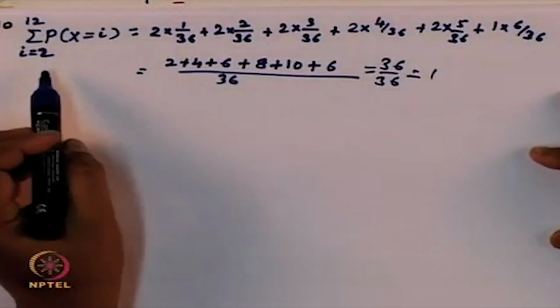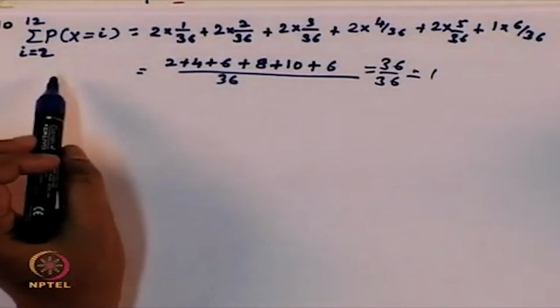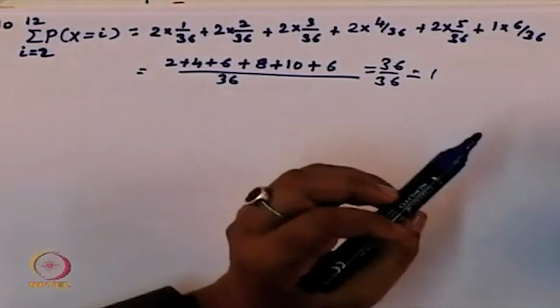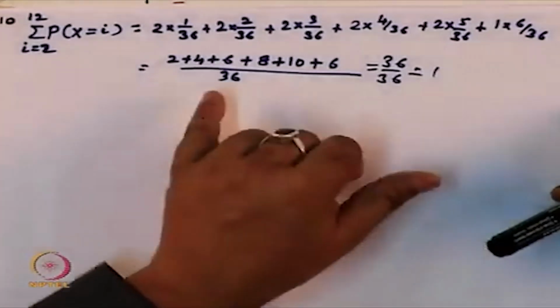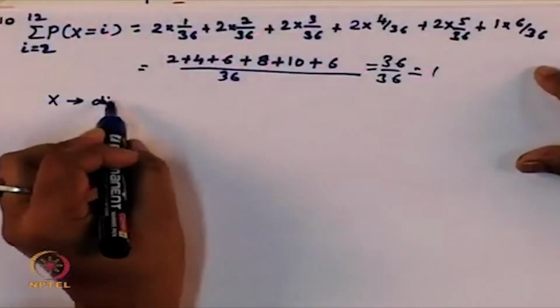Okay. So, what you see is for a random variable, x in our case is a discrete random variable, and I can determine that the summation of probability of x equal to i over the entire sample space is equal to 1. So, you can define any random variable, and in this particular case x is a discrete random variable.